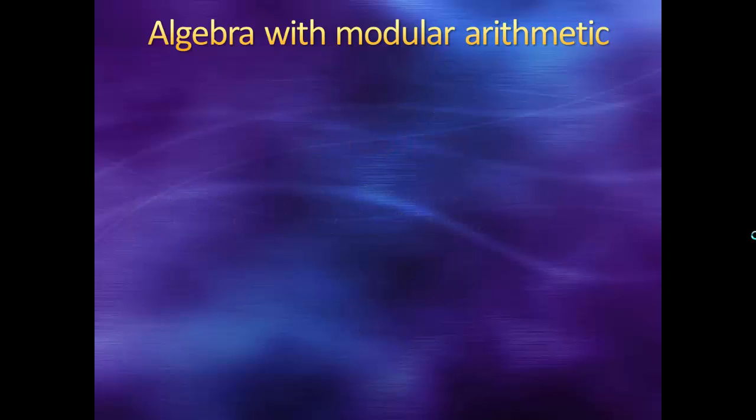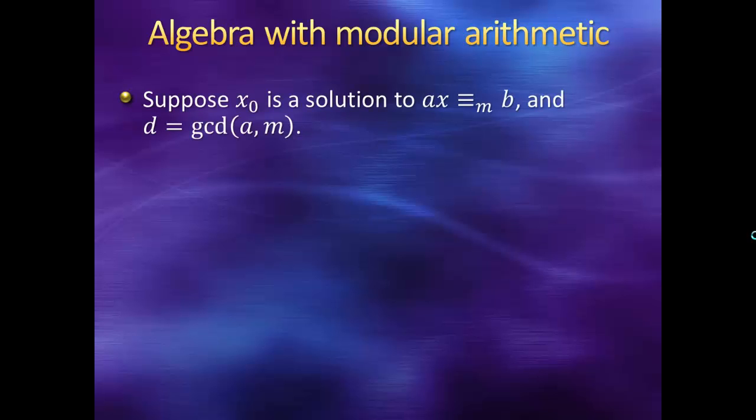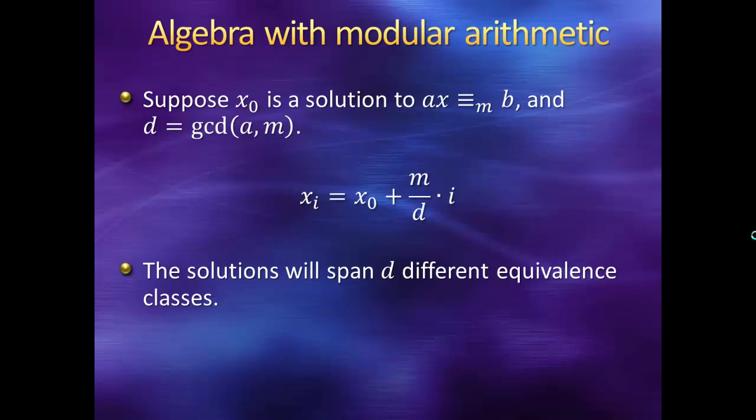We can also use the greatest common divisor to further elucidate the solutions of a congruence. Again, suppose x0 is a solution to ax is congruent to b mod m, and d is the greatest common divisor of a and m. Then we can add or subtract m over d to x0 any number of times we want, and we'll still have a solution. So every possible solution to the congruence will be of the form xi equals x0 plus m over d times i, where i is any integer. What's more, when we solve such a congruence, our solutions must span d different equivalence classes.